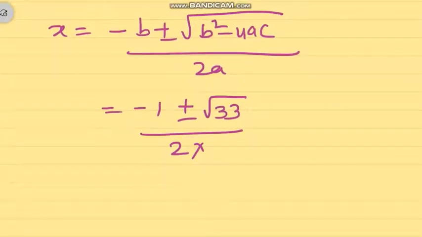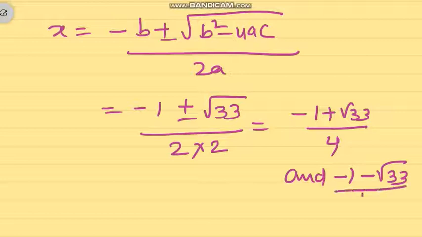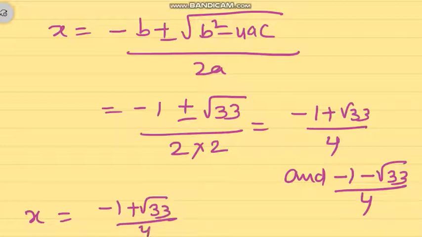So 2a means 2 into 2. So this will give you minus 1 plus root 33 by 4 and minus 1 minus root 33 by 4. So the value of x will be minus 1 plus root 33 by 4, comma, minus 1 minus root 33 by 4.